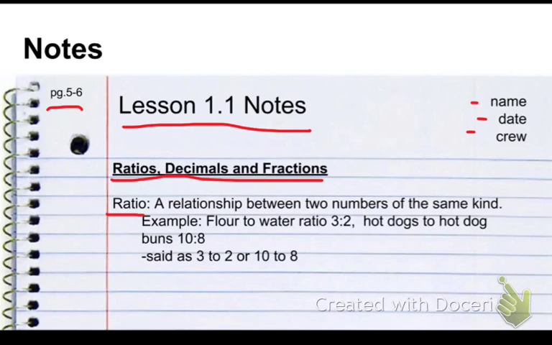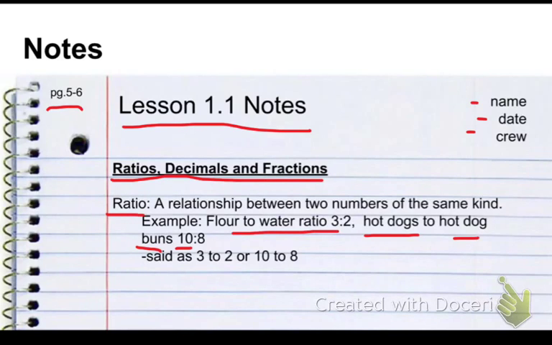Okay? We don't compare apples to oranges. We compare two things that are similar to each other and how they are related. So for instance, if I'm making biscuits, the ratio of flour to water is 3 to 2. For every 3 cups of flour, I want 2 cups of water. Or, the classic one, hot dogs to hot dog buns is 10 to 8. Why is that? Why do you get hot dogs in packages of 10 and hot dog buns in packages of 8? I have no idea.